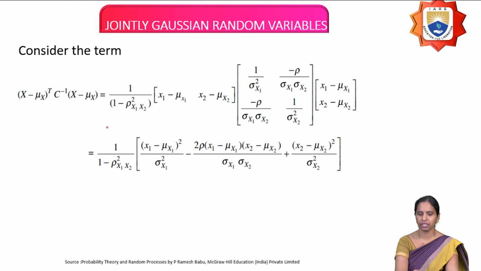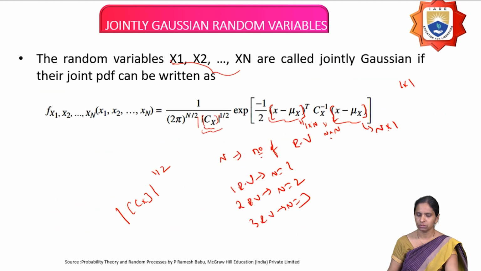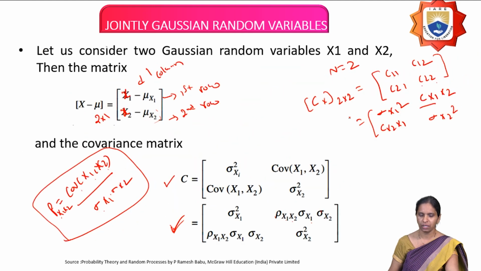Now what is the density function? Nothing but 1 by, so this term you are taking. First, what are you doing? You are calculating x minus x bar transpose into Cx inverse into x minus mu x. So all of this you have written for the x minus mu x matrix. And what is x minus mu x transpose? It is nothing but just changing rows into columns and columns into rows. So x1 minus mu x1 is the first element, and the second element is x2 minus mu x2.